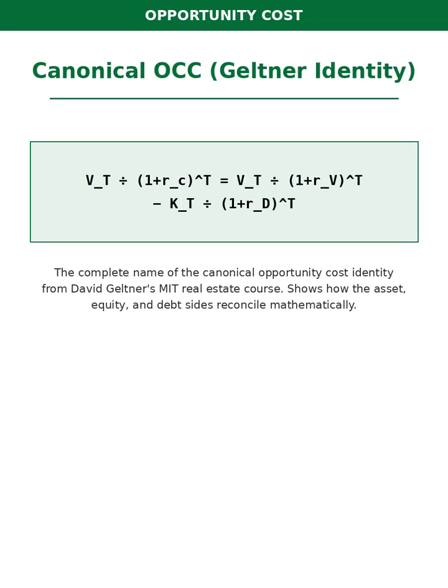The canonical opportunity cost of capital, the Geltner identity. This is the formal name of the canonical OCC formula from Professor David Geltner's MIT real estate course. The asset's discount rate, r sub C, links to the equity side rate, r sub E, and the debt side rate, r sub D. It shows how the asset, equity, and debt sides reconcile mathematically.